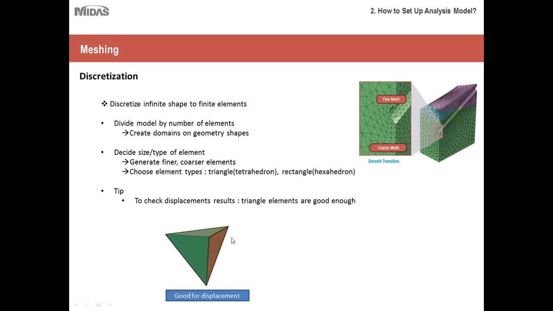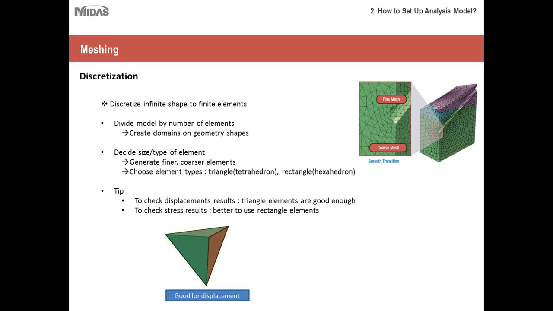So this is how a triangle element looks. It is a 3D view, so it is basically a tetrahedron. If you use this type of element, you'll get good results for displacements. And majority of the time, geotechnical engineers are interested in the deformations and displacements, so they prefer using triangular elements.